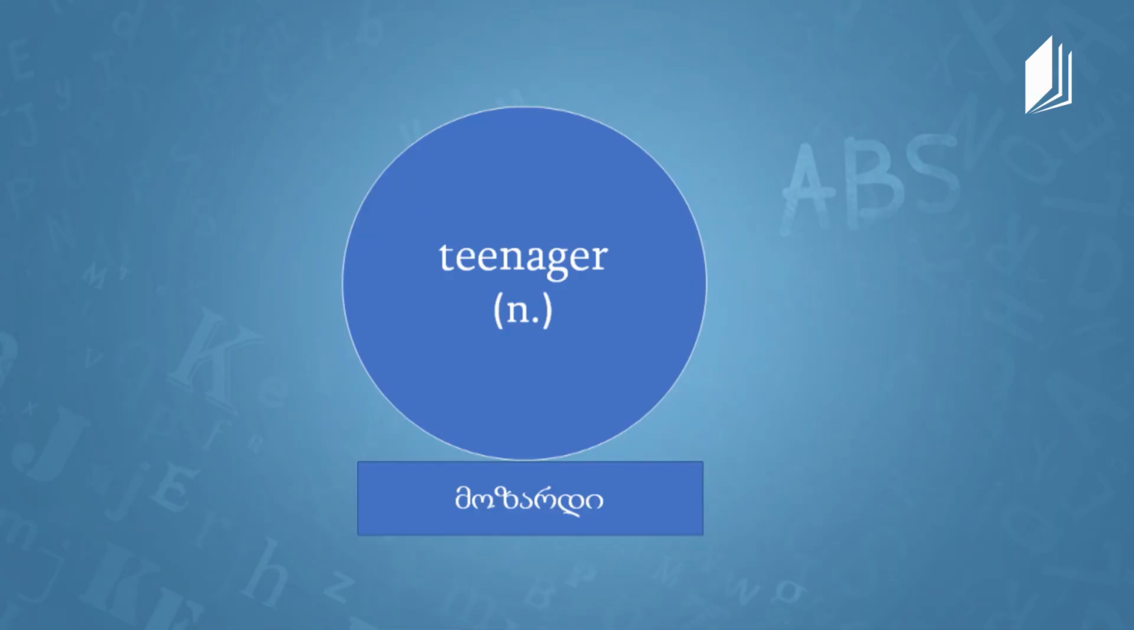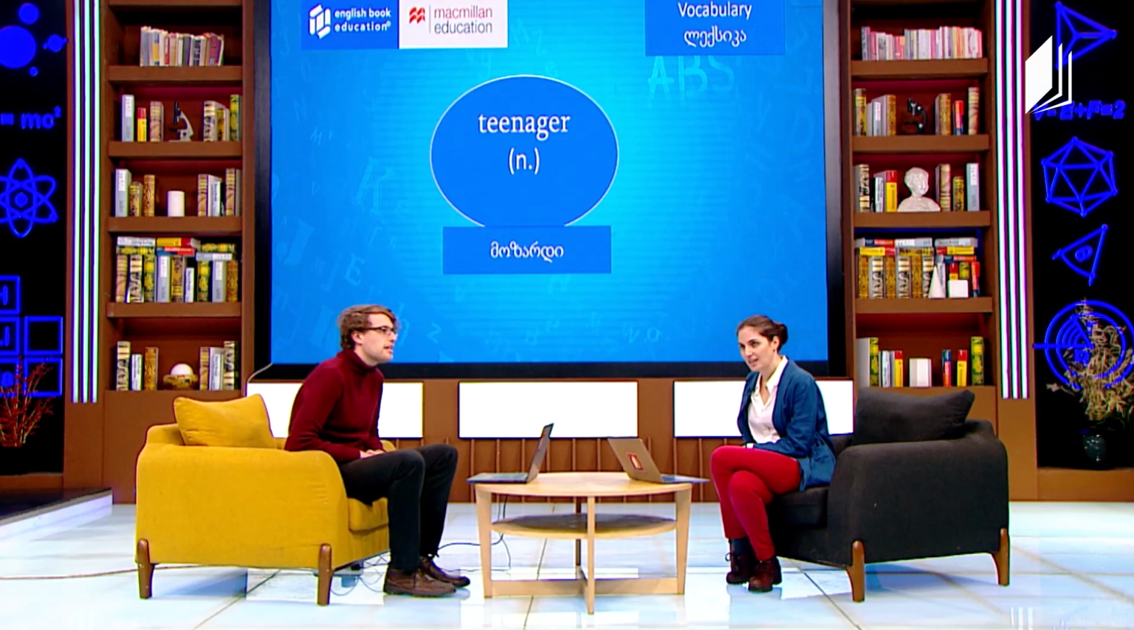Our next word is teenager. Teenager is a noun, and in English it means a child from the ages of 13 to 19 years old. Teenager in Georgian means მოზარდი. Teenager, მოზარდი.